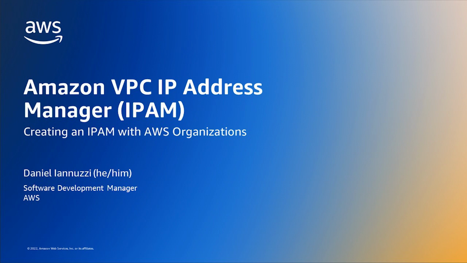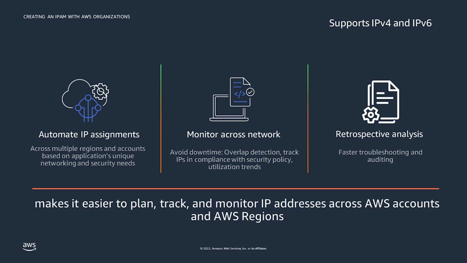In this video, I'll introduce Amazon VPC IP Address Manager, or IPAM for short, and demo creating an IPAM with AWS Organizations. Let's first start out learning a little bit about IPAM, which was launched at re:Invent in 2021. IPAM allows customers to automate their IP assignments, monitor their IP usage across their entire network, and perform retrospective analysis, understanding where IPs were used and for how long. And this will work for both IPv4 and IPv6 and across multiple AWS accounts in all your AWS regions.